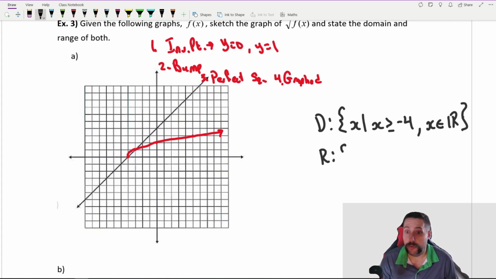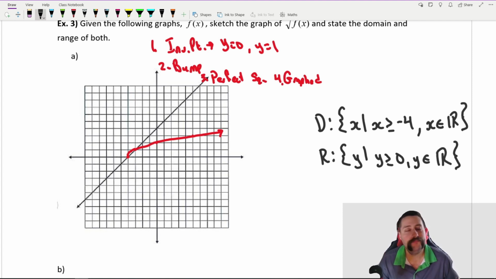Next up is the range. So the range is going to be y such that, again, everything is greater than or equal to 0, provided that y is an element of all real numbers. So there you go. There you have it. That's this example for graphing a radical function.